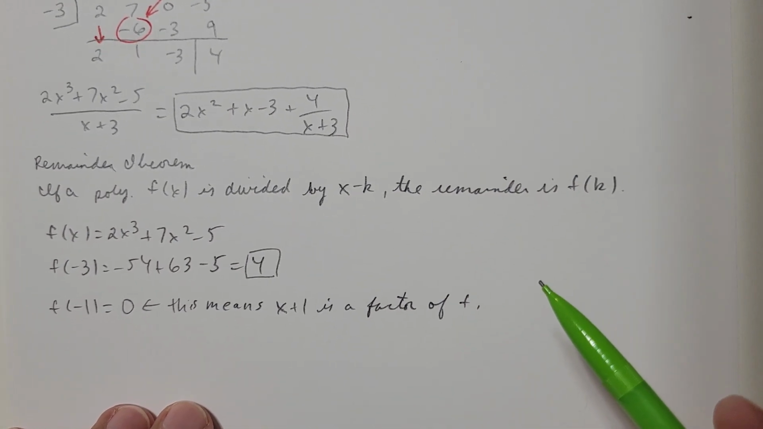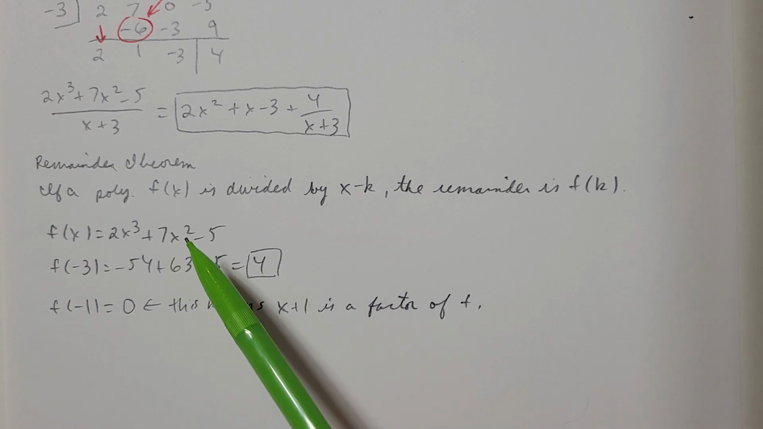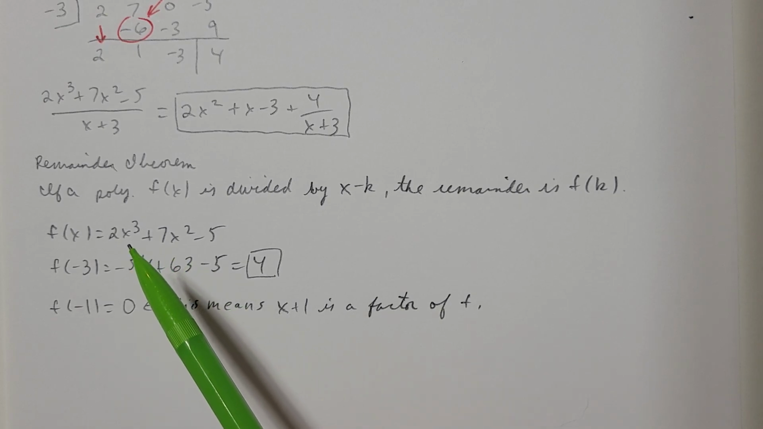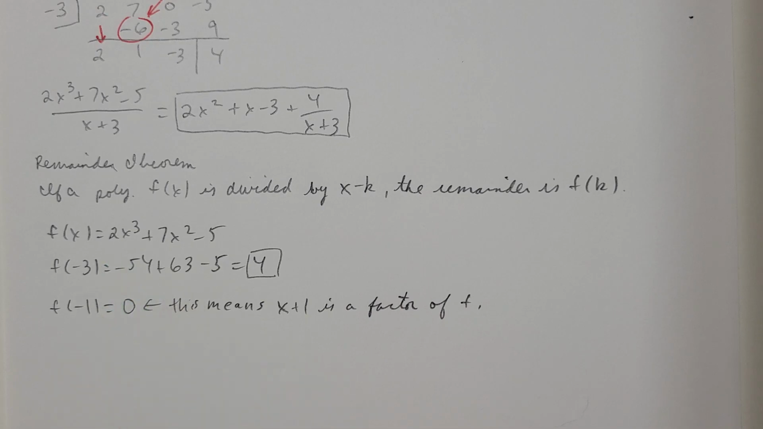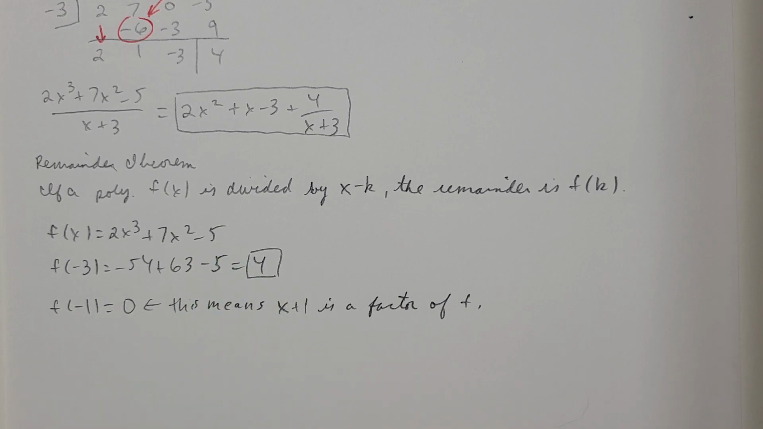Okay. Now, through some playing around, if I just check f of negative 1, here's f of x. F of negative 1 is what? Well, negative 1 cubed is negative 1, times 2 is negative 2, plus negative 1 squared is 1, times 7 is 7. So I got negative 2 plus 7, that's 5, minus 5 is 0. Okay, so because I'm getting 0 left over, what that means is that x minus a negative 1, or the same as x plus 1, that would be a factor of f.